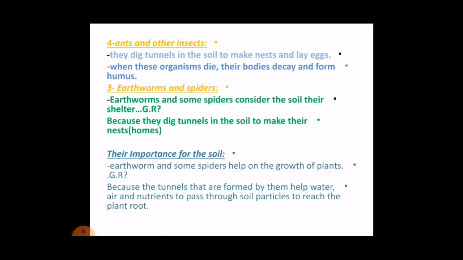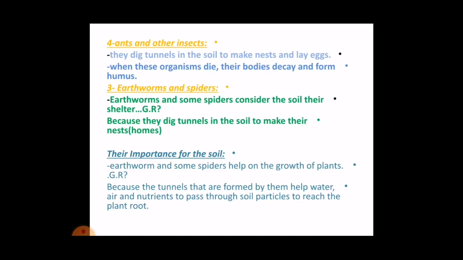Number 3, ants and other insects. They dig tunnels in the soil to make nests, homes or shelters, and lay eggs. When these organisms die, their bodies decay and form humus.